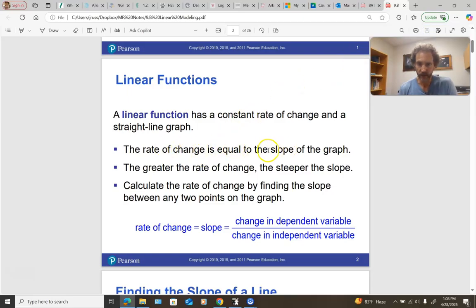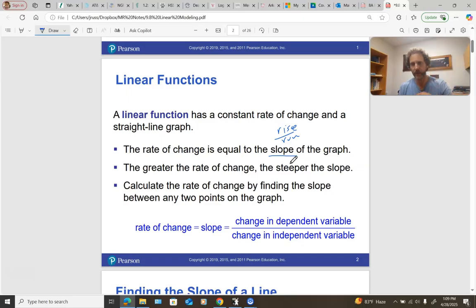And the rate of change is equal to what we refer to in algebra as the slope. You may remember from high school, perhaps, rise over run. What the rise means is the change in your dependent variable divided by the change in your independent variable. I've got it right here in the notes. And the greater the rate of change, the greater the slope. In other words, the steeper the line is going to be.